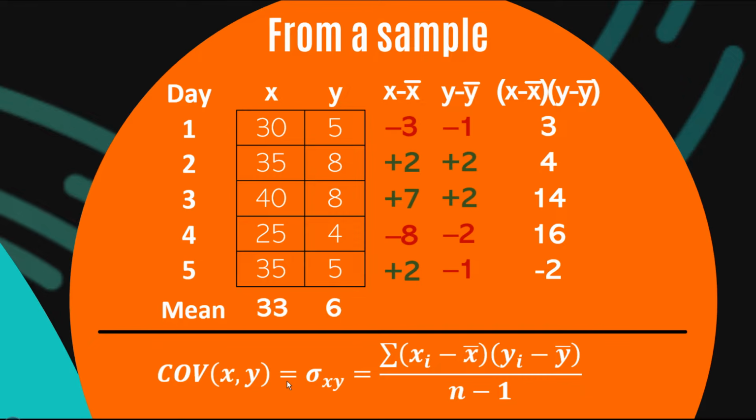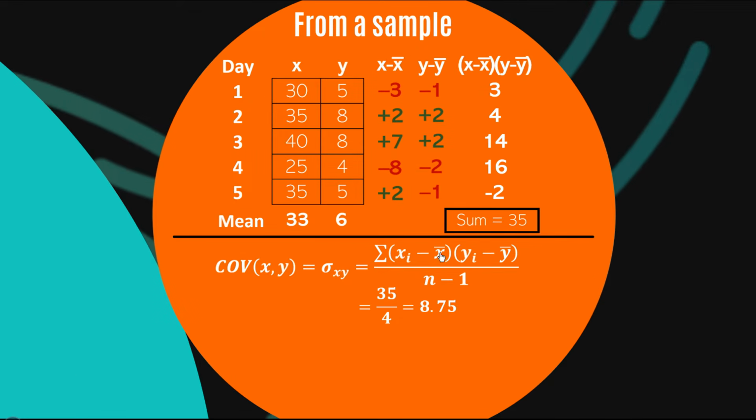I've written cov xy, which is the same thing as saying sigma subscript xy. You might see it written like that. And all it is is the sum of this final column divided by n minus 1, which is in essence some kind of mean, some kind of average value for this final column. So you can see that we're going to get 35 if we sum up the final column. And because that's positive, when we calculate this, we get a positive value for covariance. There's 5 values in the sample, so n minus 1 becomes 4, and then we get a covariance of 8.75.